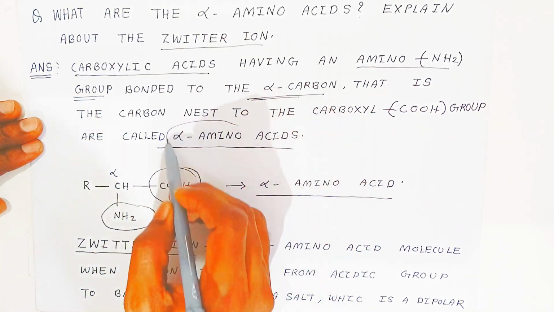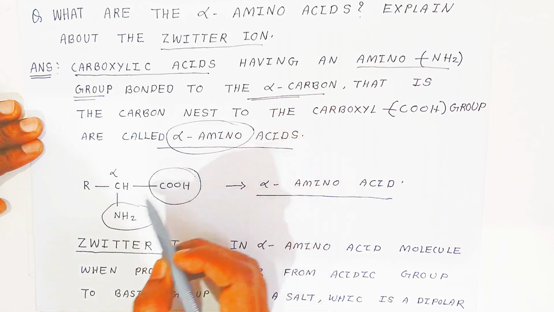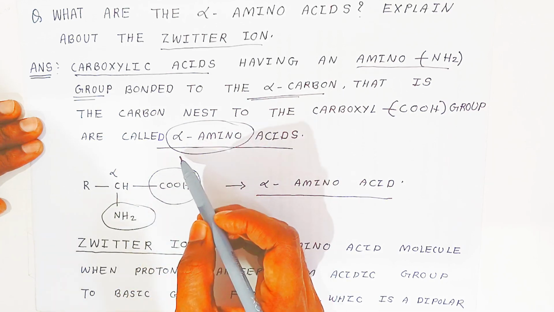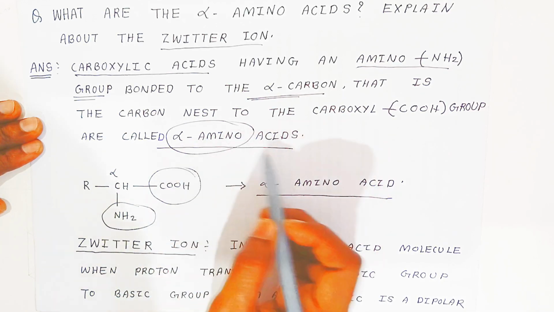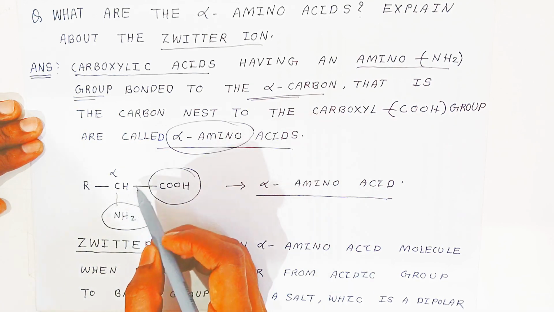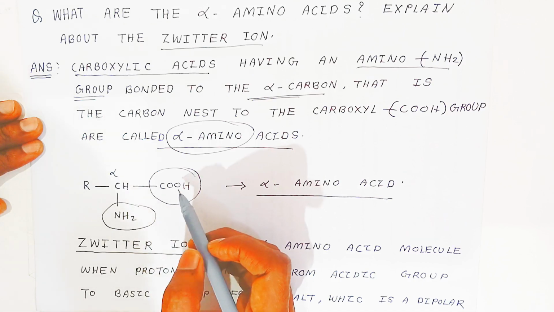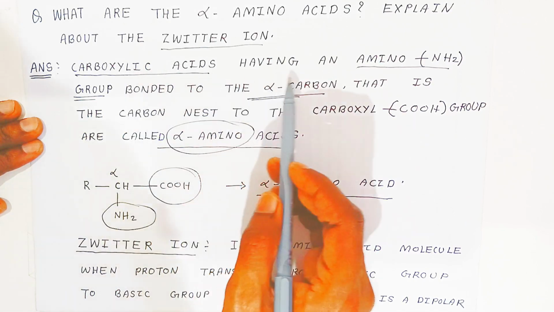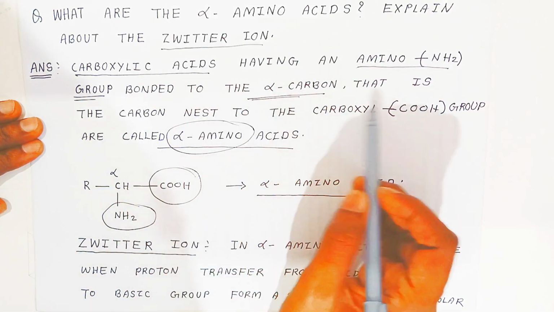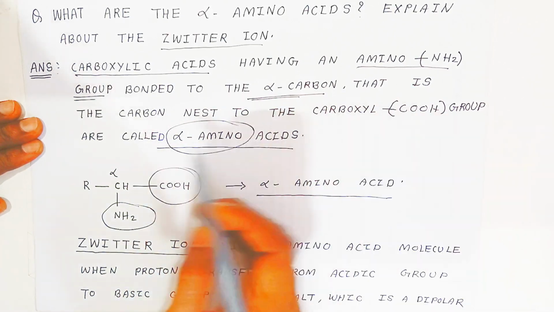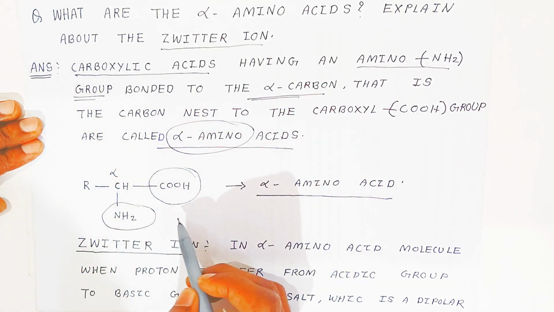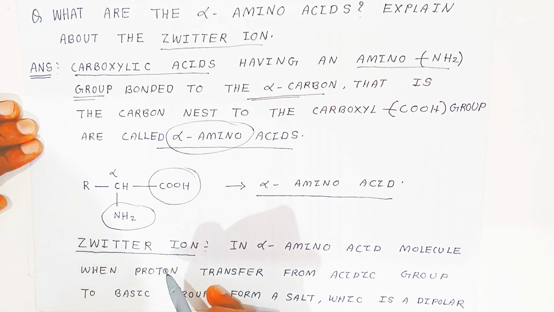So why is it called alpha amino acid, students? Because the position of the amino group is at the alpha carbon, that is why it is called alpha amino acid, where the amino group is attached to the alpha carbon of the carboxylic group. So a carboxylic acid having an amino group bonded to the alpha carbon, that is the carbon next to the carboxylic group, is called alpha amino acid. So this is the structure, students. Now next, what are Zwitterions, students?